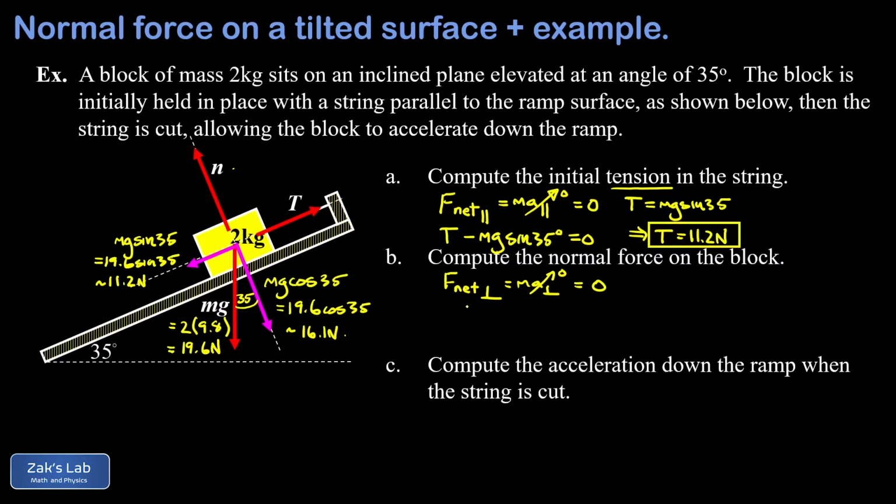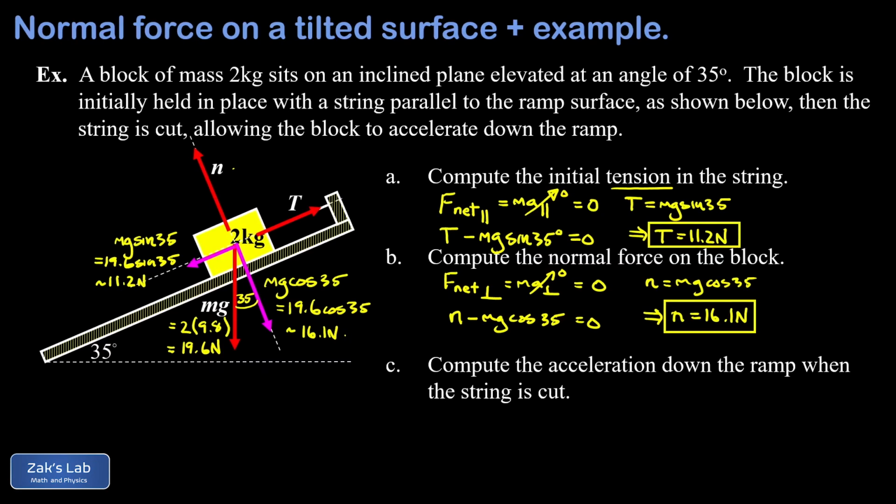We'll count up and away from the ramp as positive, and then down and toward the ramp as negative. So I get N minus mg cosine theta, or cosine 35 degrees, is equal to 0. This means our normal force is equal to mg cosine 35. But we already computed that and put it in the diagram. So we can say our normal force is 16.1 newtons.